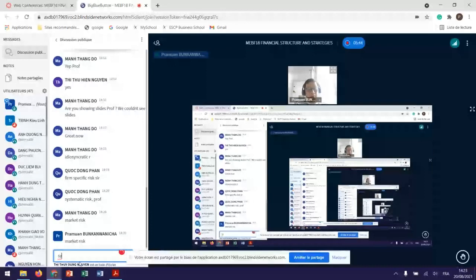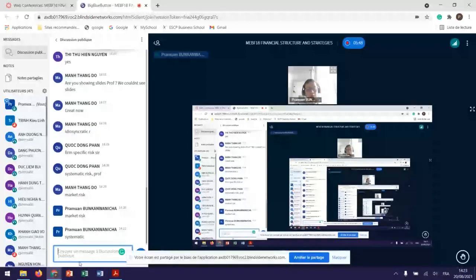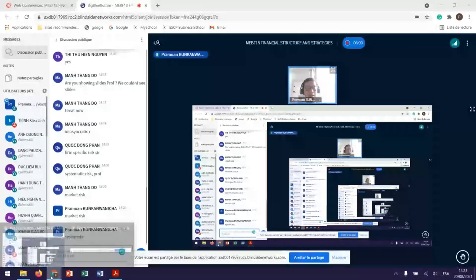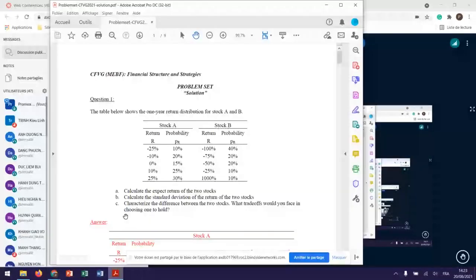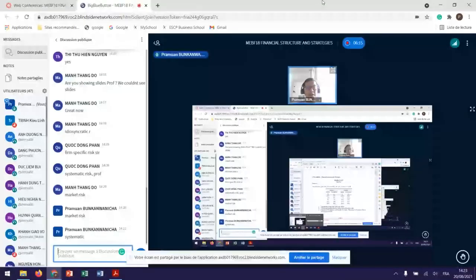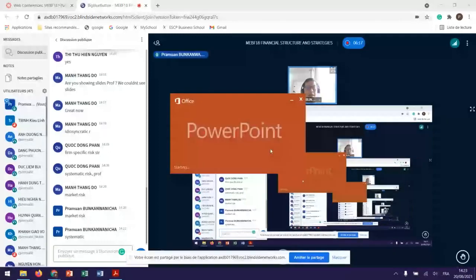Okay, to have this systematic risk, investors may be happy to hold it. Why? Because they get compensation for holding that systematic risk. So we learned that systematic risk cannot be diversified away, whereas idiosyncratic risk can be diversified.